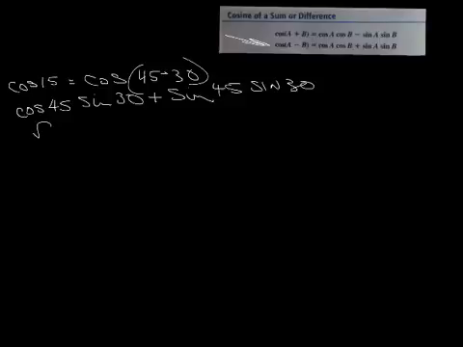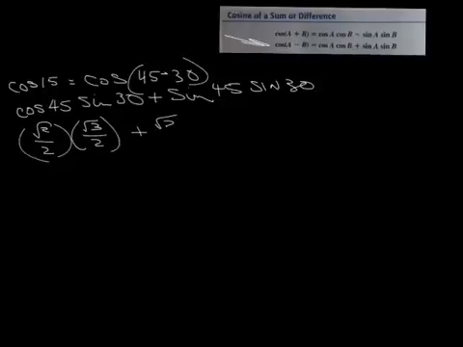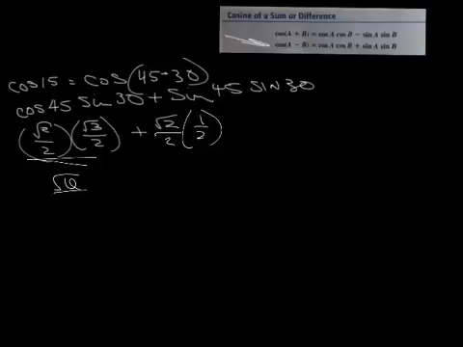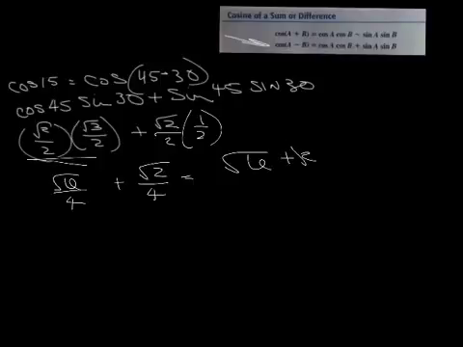Cosine of 45 is the square root of 2 over 2 times the cosine of 30, which is the square root of 3 over 2, plus the sine of 45, which is the square root of 2 over 2 times 1/2. So then I multiply these. That should be a 4. And I multiply these, and that can all be over one denominator, and you're good to go.